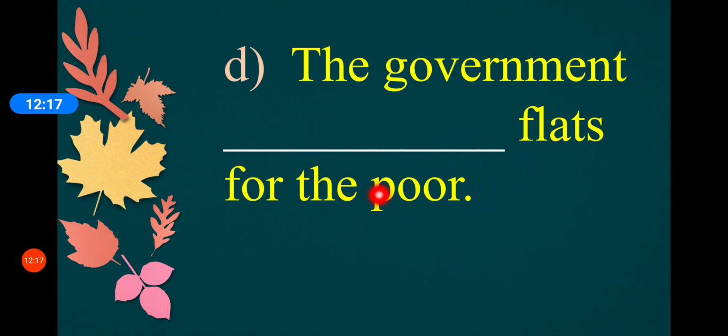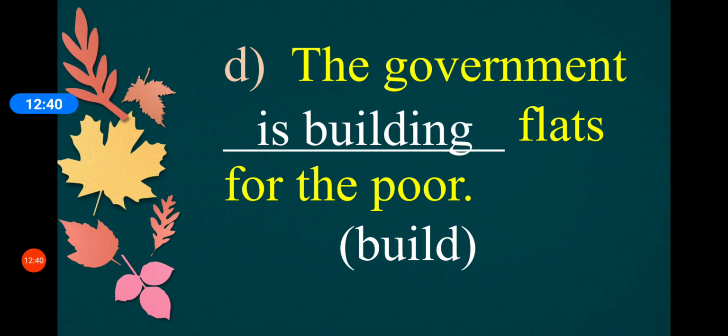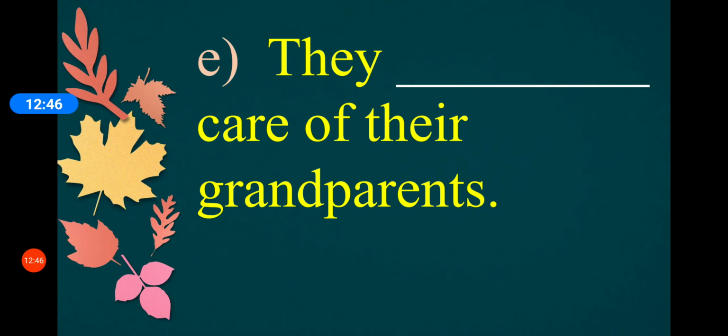The government dash flats for the poor. The verb that is given to us is build. Yes, singular noun. Okay. And adding ing to build would make it building. So, the answer would be the government is building flats for the poor. Very good. Next one.